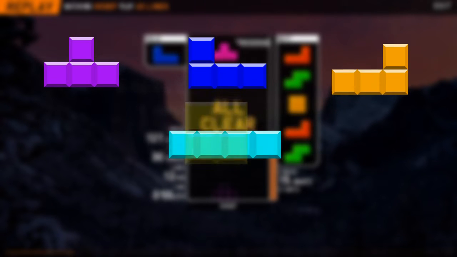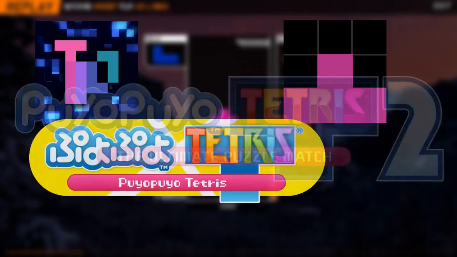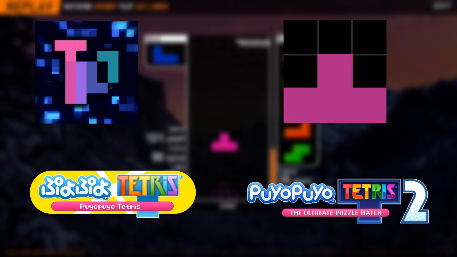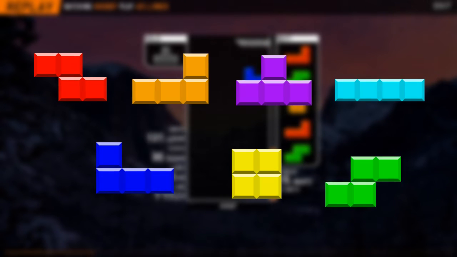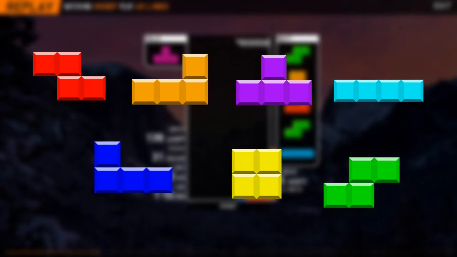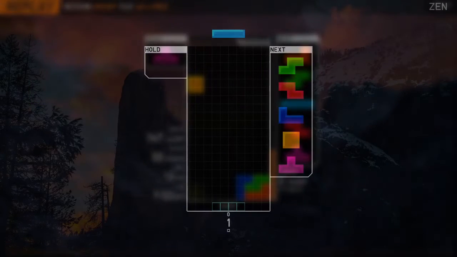In Tetris, there are 7 different tetrominoes: T, J, L, I, O, S, and Z. Most modern Tetris games, for example Tetrio, Gestris, PPT 1 and 2, and many more, use a system called the 7-bag randomizer, which basically says that the first 7 tetrominoes will always be the 7 different minos, but in random order. The next 7 pieces will also be the 7 different minos, but also in random order.